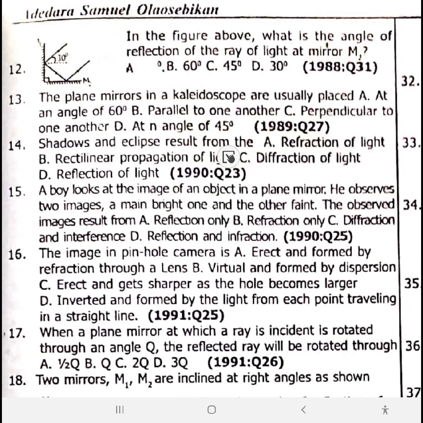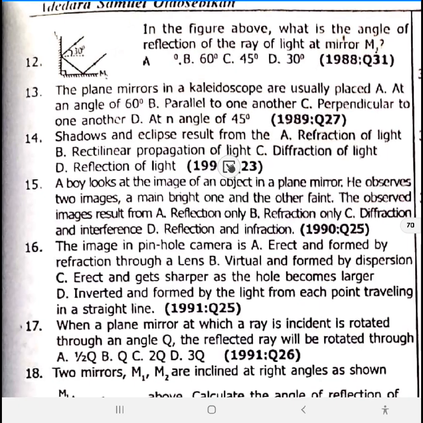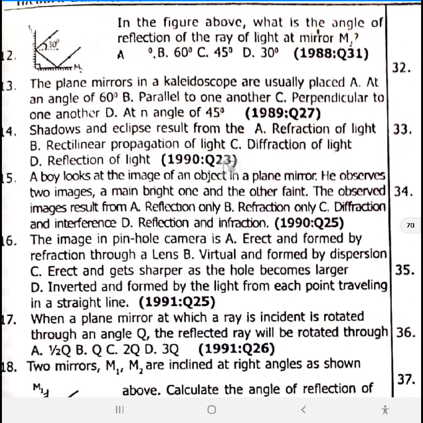Shadows and eclipse result from rectilinear propagation of light. Shadow and eclipse equals rectilinear propagation of light. Option B.